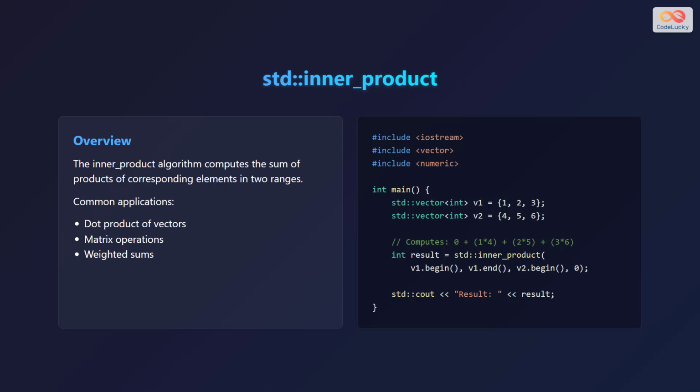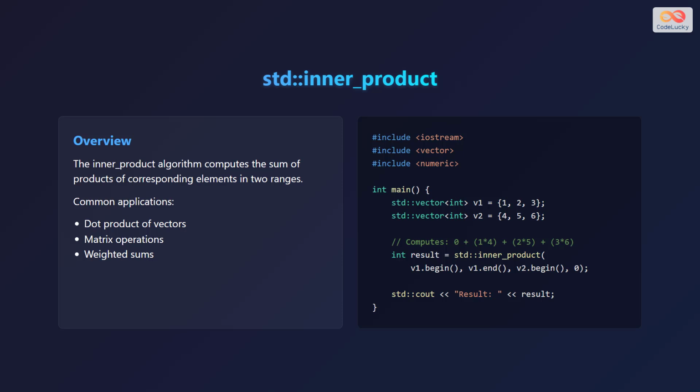Next up is std::inner_product. The inner_product algorithm computes the sum of products of corresponding elements in two ranges. Common applications include the dot product of vectors, matrix operations, and weighted sums. Here's how it works. Include iostream, vector, and numeric headers.